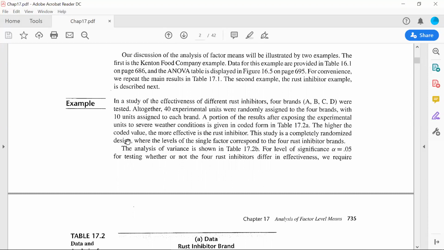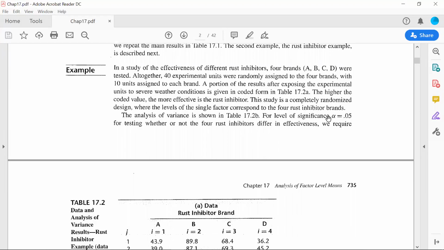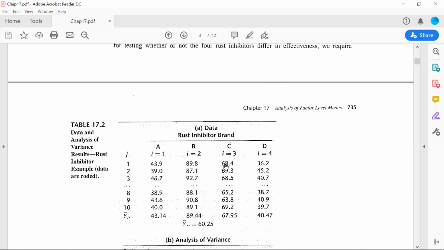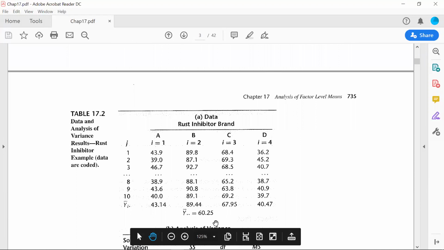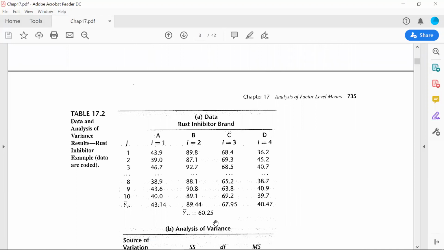So in this case, the higher the score, the more effective the rust inhibitor is at preventing the piece of metal from rusting. So now we want to compare our 4 brands, with an alpha of 0.05. Here's the data. The overall mean of the 4 brands, as you see, is 60.25. The cell means are right here.